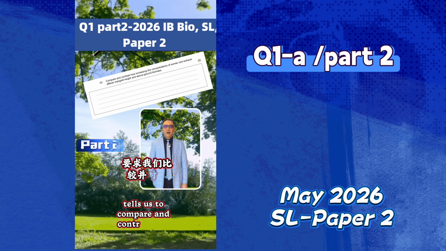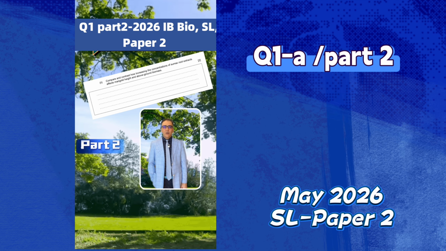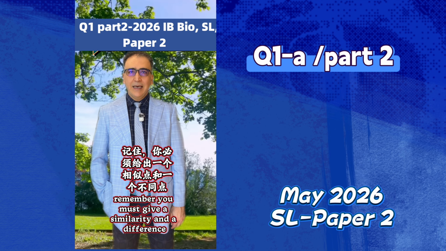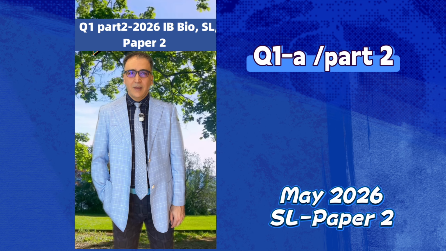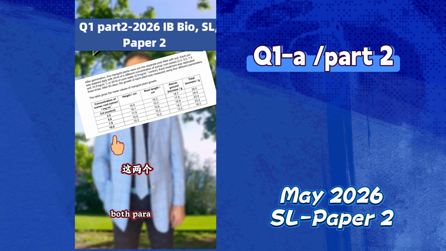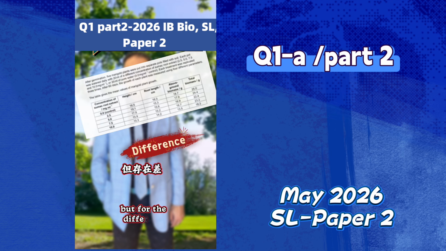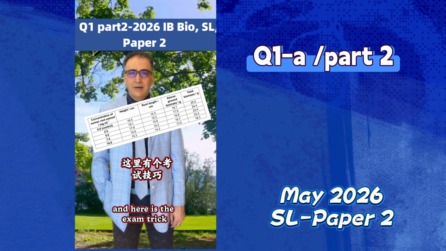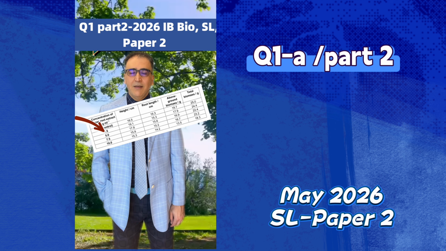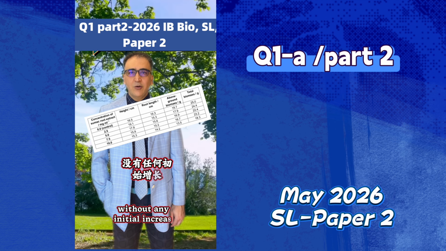Part 2 tells us to compare and contrast how the extract affects plant height versus above ground biomass. Remember, you must give a similarity and a difference to get both marks. For your similarity, note that at the highest concentration of 10, both parameters are heavily reduced compared to their peak values. But for the difference, and here is the exam trick, at a low dose of 2.5, the height actually increases from 16.5 to 19.1 centimeters, while the biomass drops immediately without any initial increase.